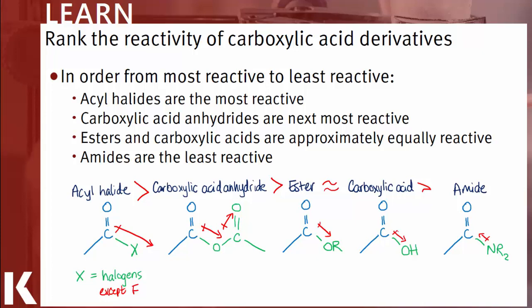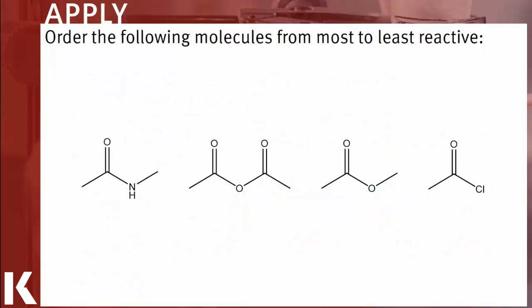Let's use this information to solve the applied question. The applied question asks to order the carboxylic acid derivatives in order of reactivity, starting with the most reactive. Recall the order of reactivity. Acyl halides are the most reactive, then anhydrides, then esters and acids, then amides.